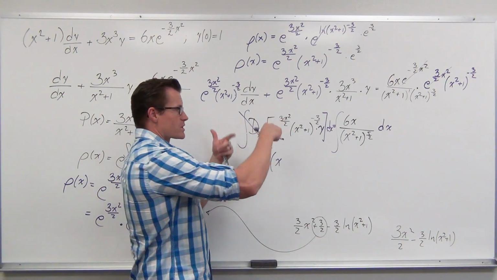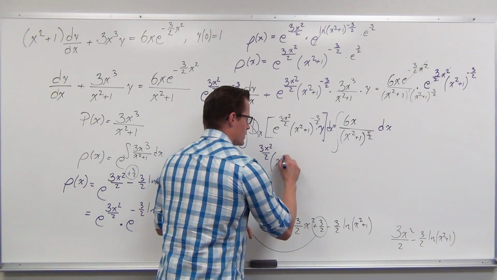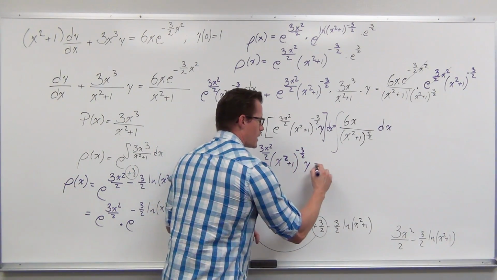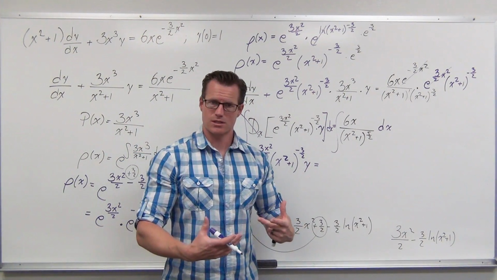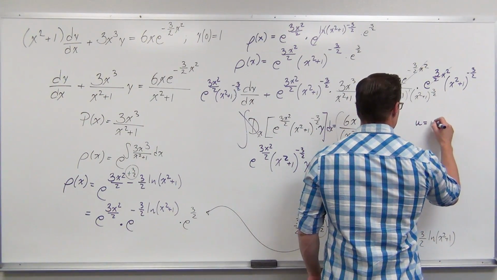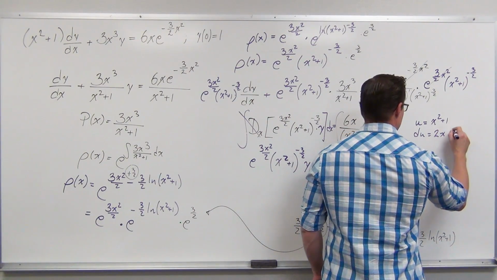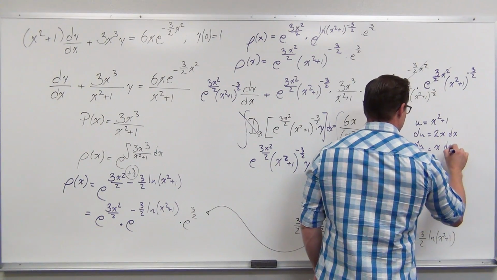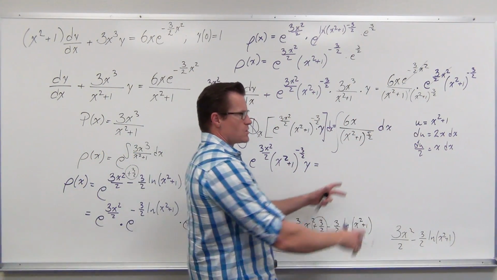So when we integrate both sides, no problem. We have e to the 3x squared over 2, this x squared plus 1 to the negative 3/2 times y. On the right-hand side, we have another integral. This one's not so bad. It's just a substitution. So when we substitute u equals x squared plus 1, let's do it off to the side here.